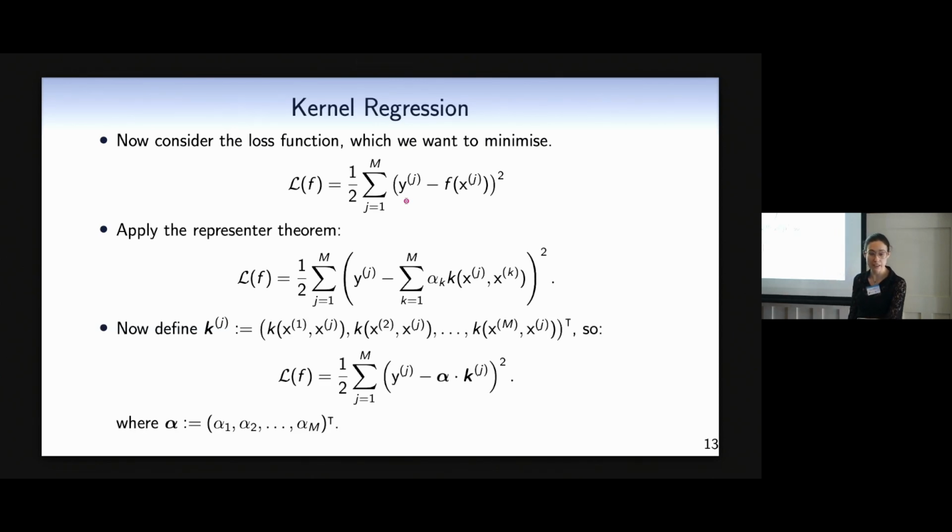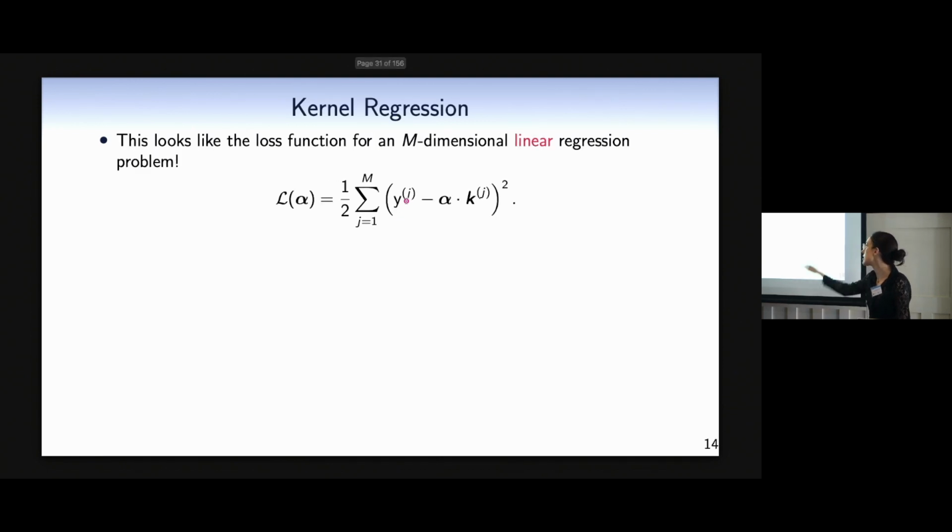Now, if we define this new vector, kj, by just stacking up all of these functions, all of those numbers there, because each of these will be a number, you can write it as just this dot product. And that's just a nice trick. But this here looks exactly like the loss function for m-dimensional linear regression.